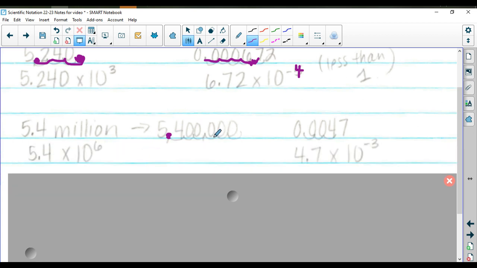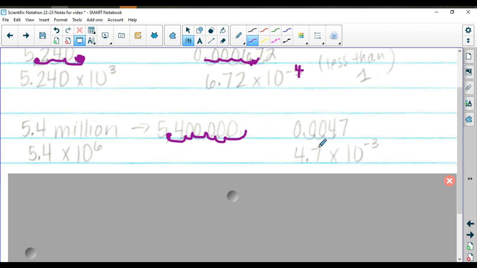I need to make this bigger, so it's going to be a positive exponent. And I'm going to move it 1, 2, 3, 4, 5, 6 places to the right, which is going to make my exponent a positive 6. So in scientific notation, 5.4 million is 5.4 times 10 to the 6th power.